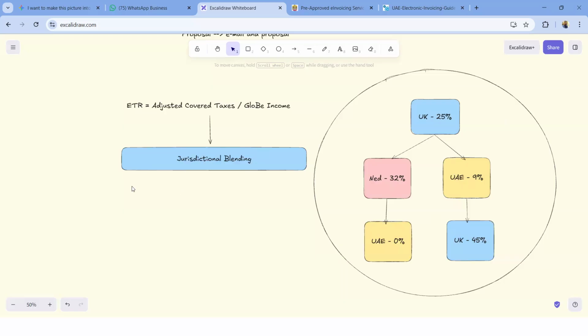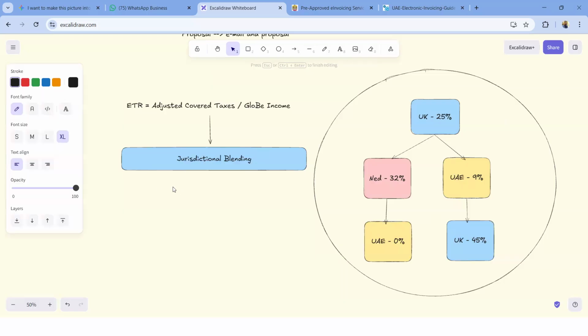Okay. So if somebody asks you what is the core concept of the ETR mechanics, is it MNE based, or is it jurisdictional based, or is it entity based? What is your answer?